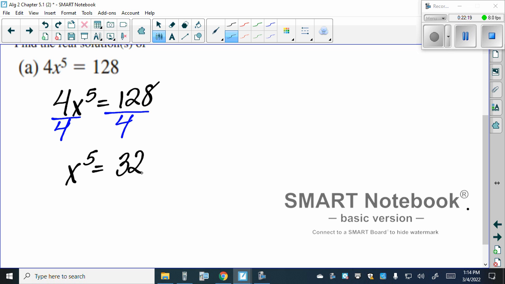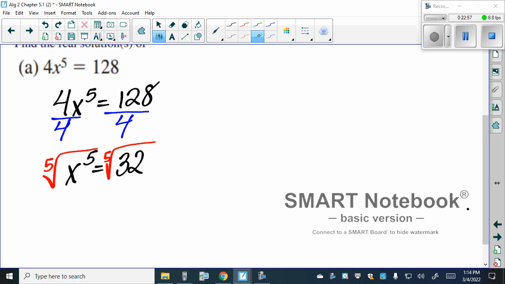Now this is similar to the square root method that we did last semester with quadratics, because we had just x squared, 4x squared equals 128. And we would divide both sides by 4 and get to this here. Now, with the square root method, we would take the square root of both sides. But we can't take the square root of both sides here. We need the 5th root, because we have x to the 5th. When we were using the square root method, we had x squared, so we would take the square root.